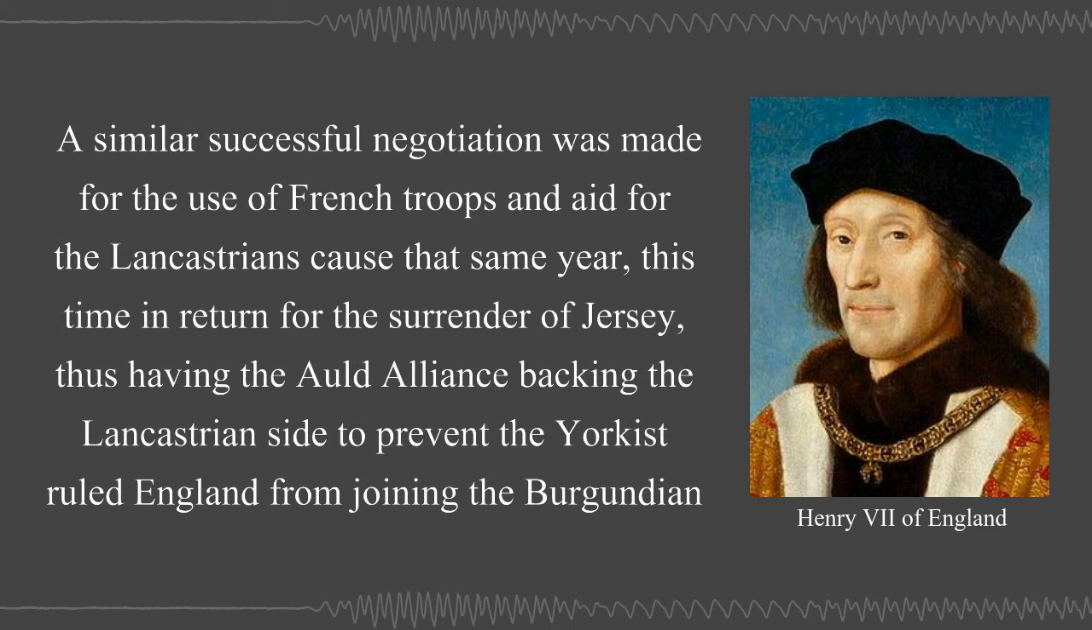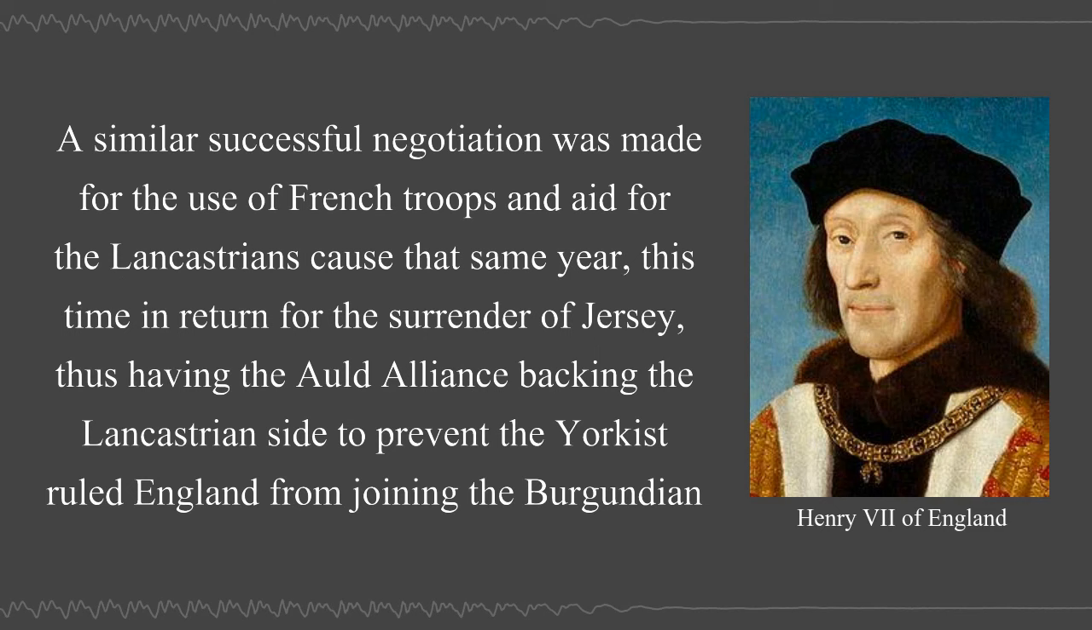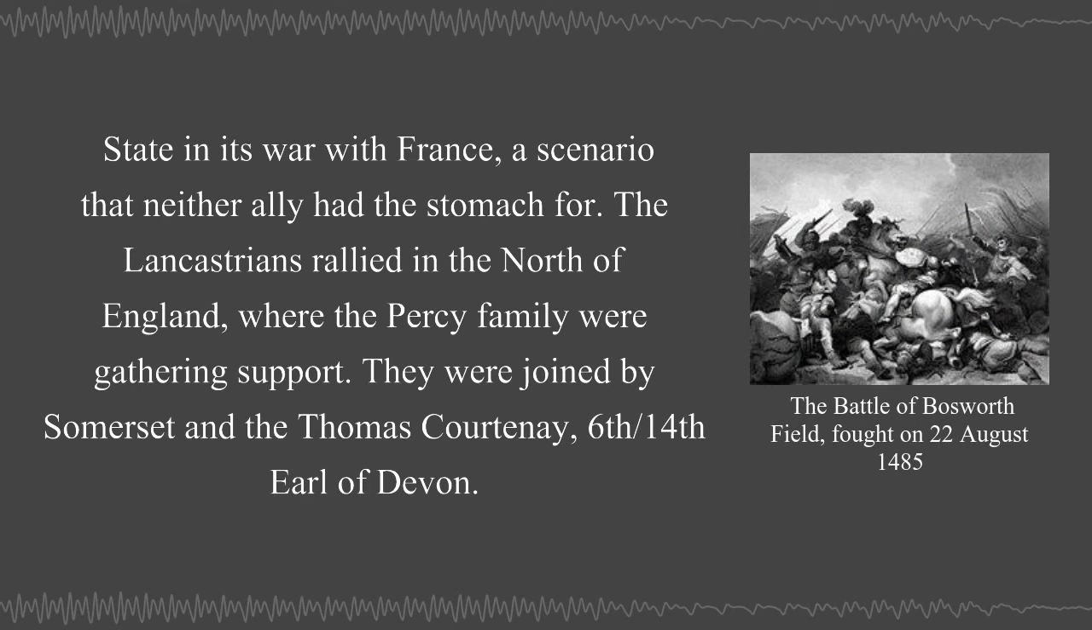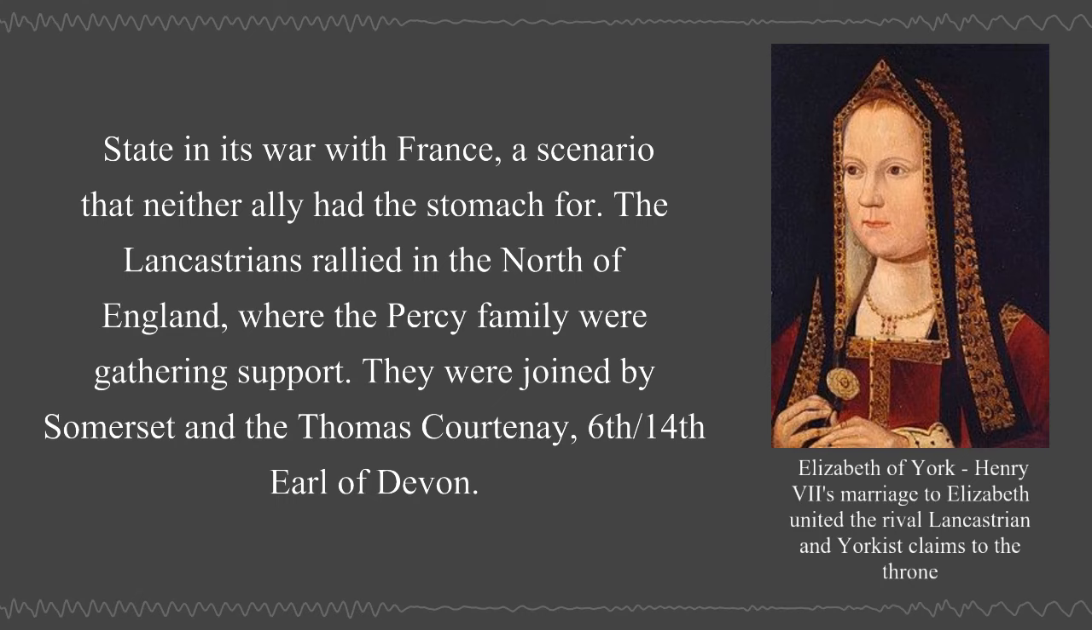A similar successful negotiation was made for the use of French troops and aid for the Lancastrians, this time in return for the surrender of Jersey, thus having the Auld Alliance backing the Lancastrian side to prevent the Yorkist-ruled England from joining the Burgundian state in its war with France, a scenario that neither ally had the stomach for. The Lancastrians rallied in the north of England, where the Percy family were gathering support. They were joined by Somerset and Thomas Courtenay, 13th Earl of Devon.